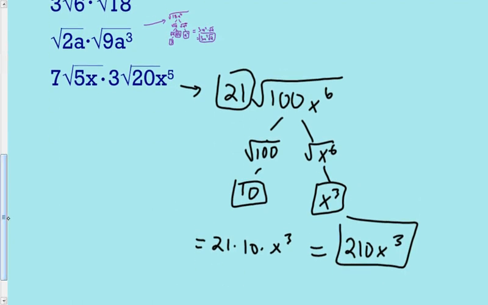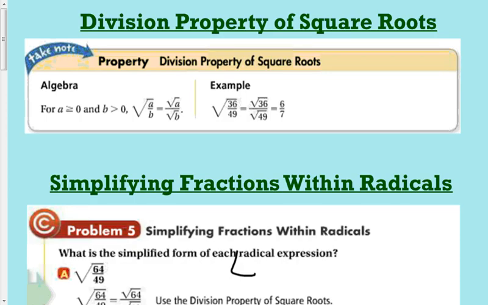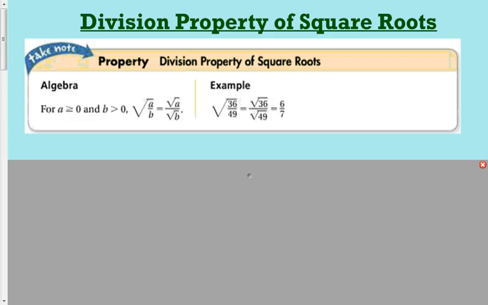So those are great examples of simplifying radicals and simplifying radicals that involve multiplication first. So the last thing we want to do is just do a couple examples of when there is division. Okay? There is one thing that we need to note about this that's important.